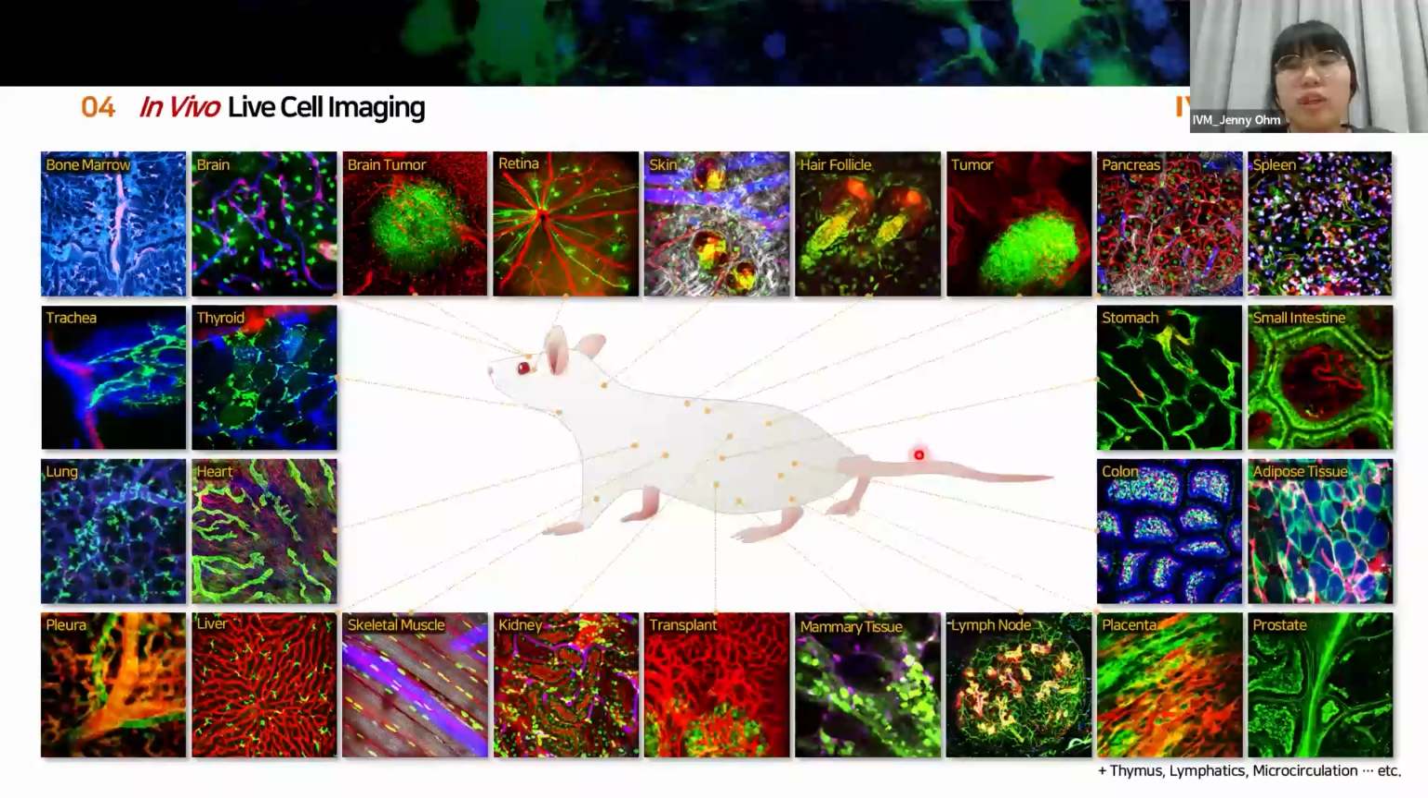In addition to the lymph node, dorsal skin, and the liver that I've previously shown, our system also allows high-resolution in vivo imaging of various organs in live mice, including the brain, lungs, spleen, and heart. Furthermore, IVM technology not only provides an all-in-one system capable of high-quality in vivo imaging, but we also offer CRO research services based on researchers' samples.